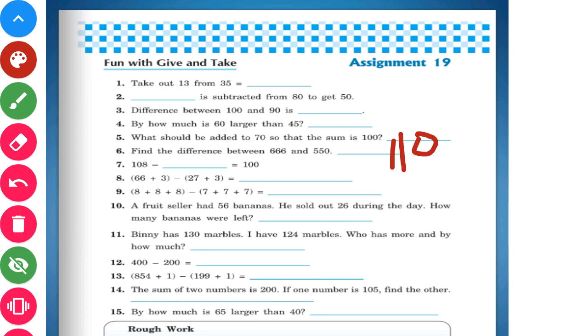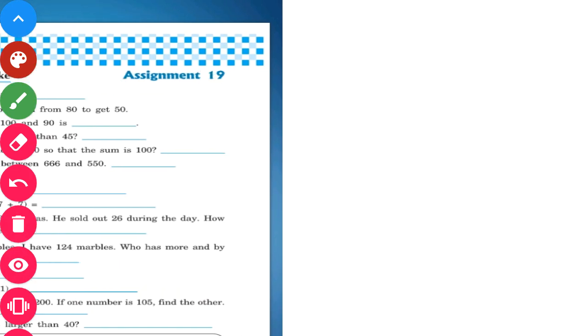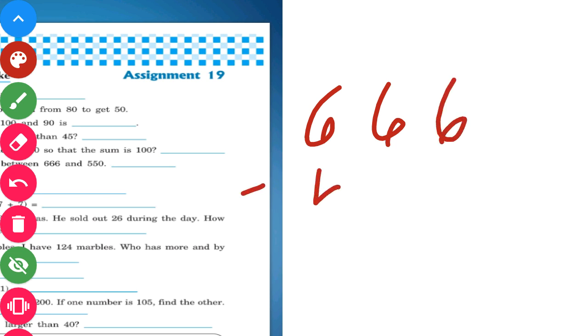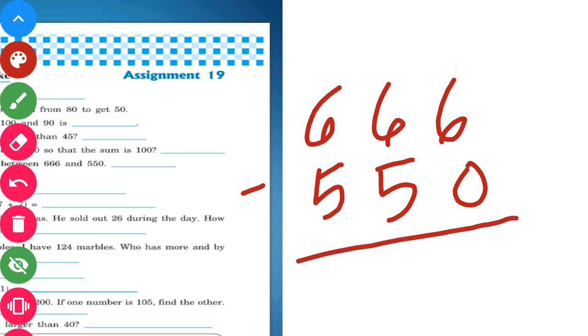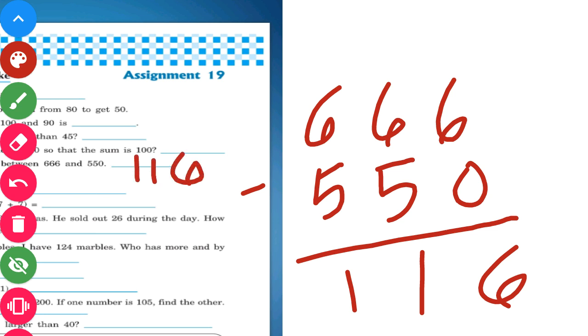Okay, wait. I think I have just misread the question. This is 666. Now 666 minus 550. Now 6 minus 0 will give us 6. 6 minus 5 will give us 1. And 6 minus 5 again will give us 1. So our answer will be 116. 116 is the correct answer.